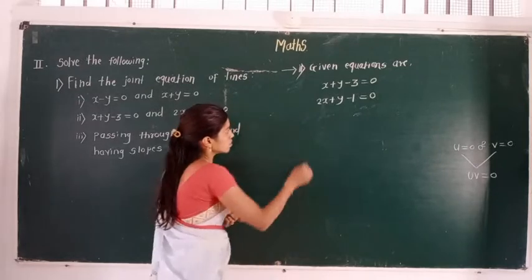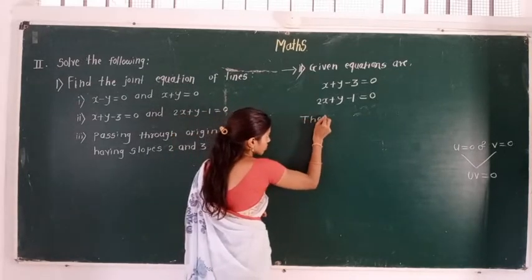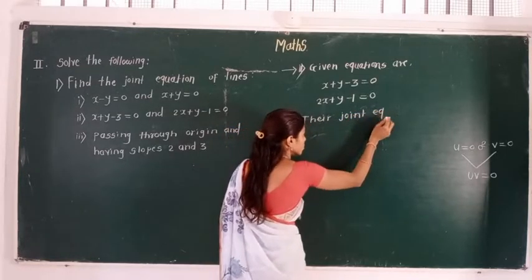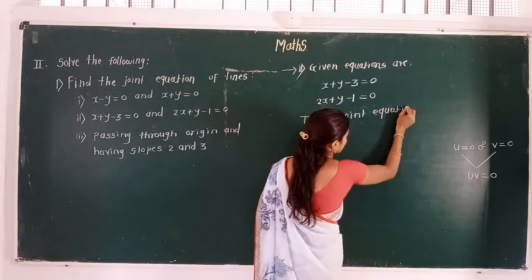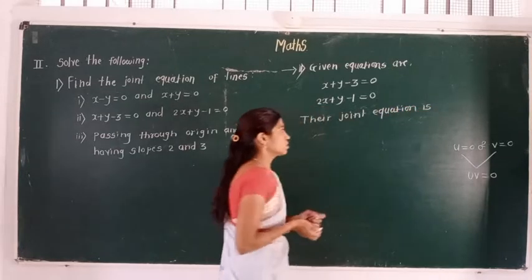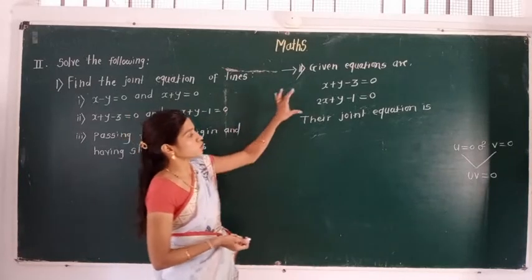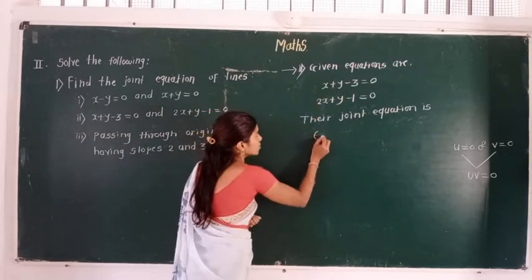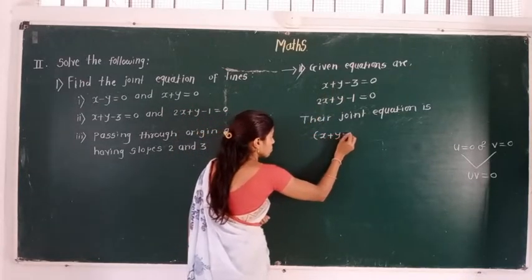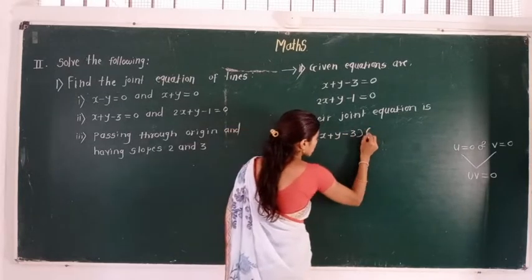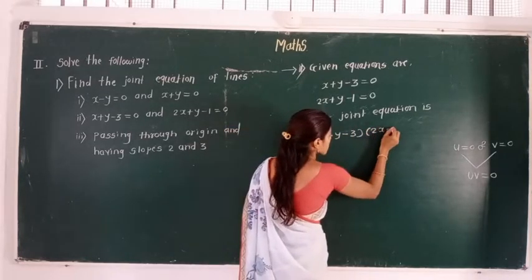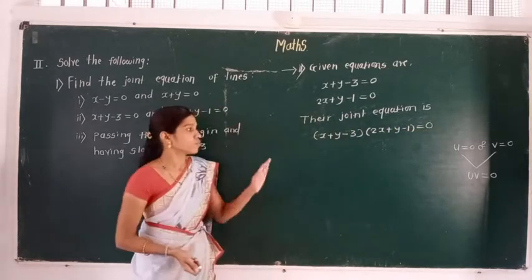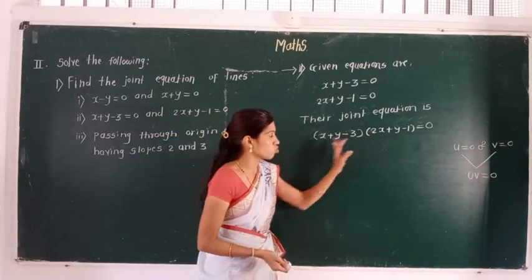Okay, now their joint equation is, it means that we have to take the product of these two equations. So first we write the first equation, x plus y minus 3, into the second equation, 2x plus y minus 1, is equal to 0. Okay, now first we take the product of these two brackets.